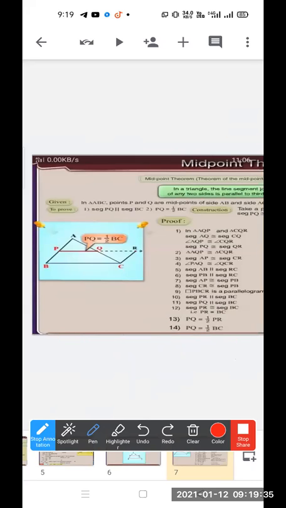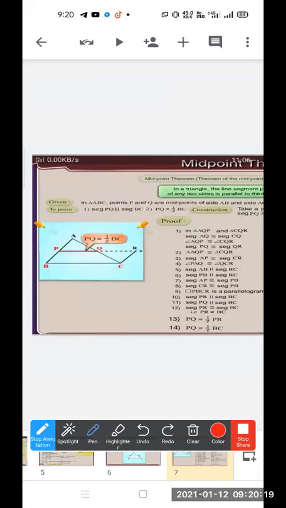So in order to prove it, we need to do a construction, children. We have to produce segment PQ up to R, such that PQ is equal to QR. Then draw segment RC. Now let us see the proof.